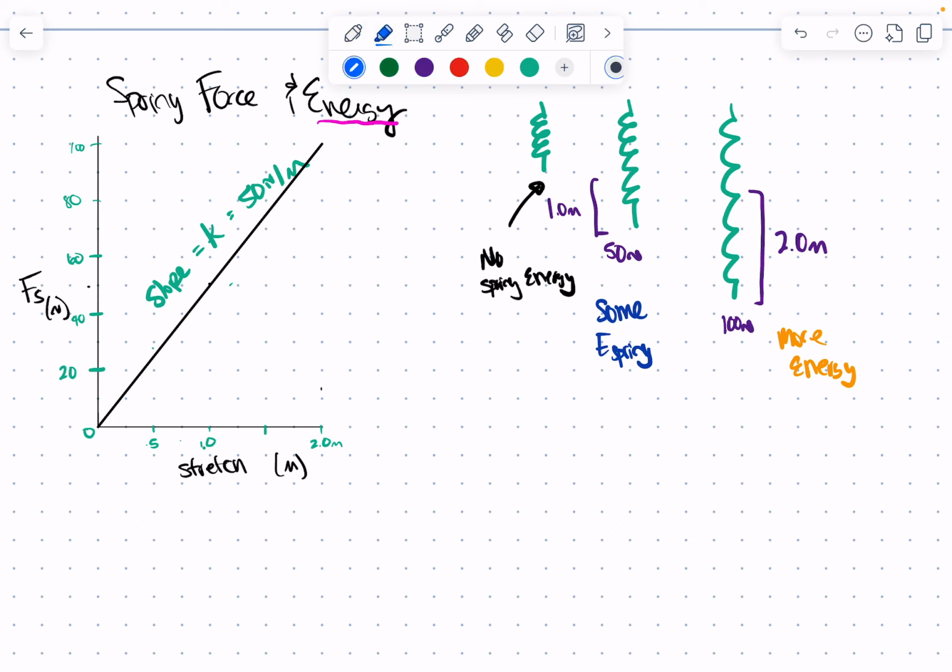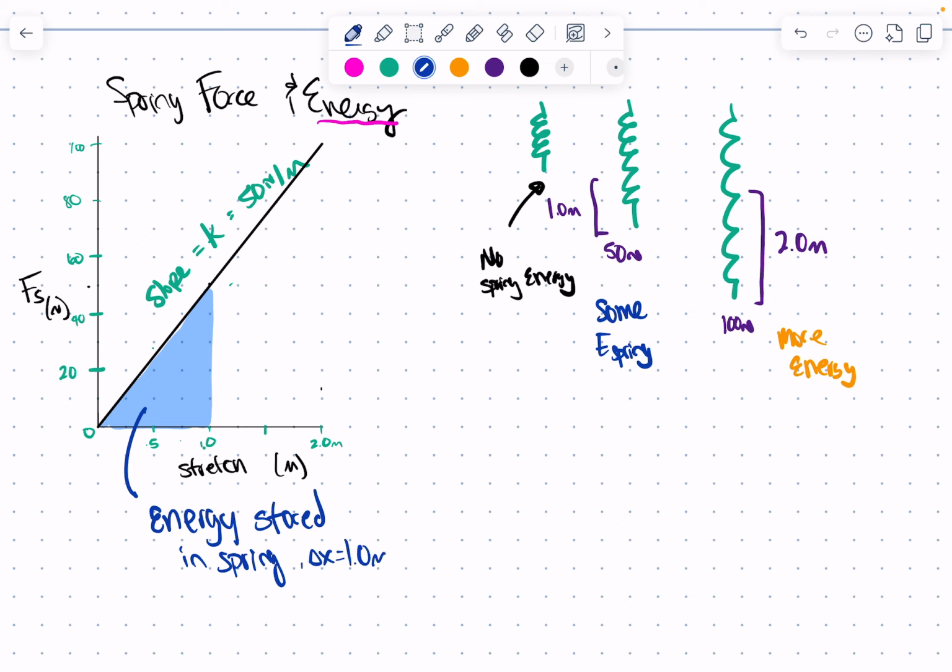So if we look here, what we'll find is this area. Remember, we have talked about graphs and how the areas of graphs are very important and they mean things. This area is the energy stored in the spring when the spring is stretched 1 meter, or when 50 newtons of force has been applied to the spring. In fact, both of those are true, right? Whenever it's stretched 1 meter, it takes 50 newtons to do that.